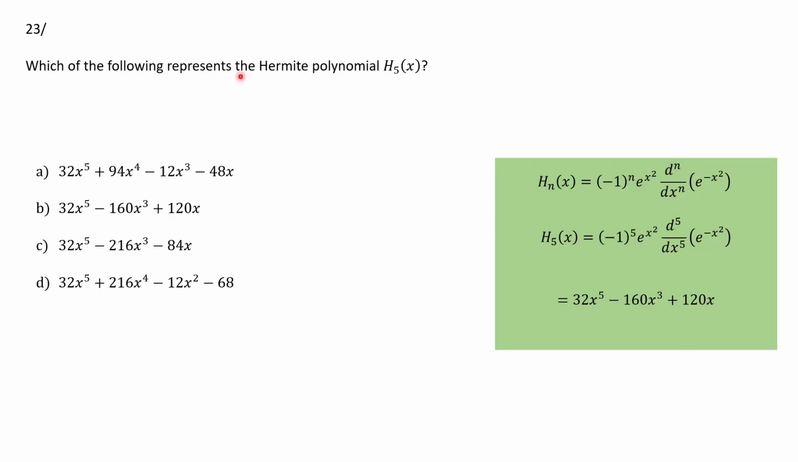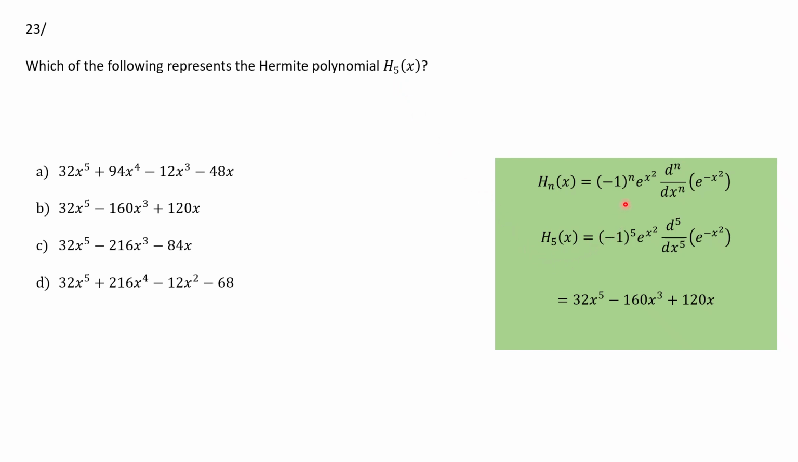Then question number 23. Which of the following represents the Hermite polynomial H5(x)? And here are the options you can see. So the general form of the Hermite polynomial, that is Hn(x), can be written as (-1)^n e^(x^2) d^n/dx^n e^(-x^2). Okay, so here n is given as 5. So we have to find out H5(x).